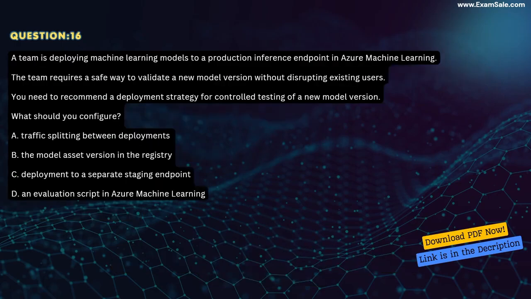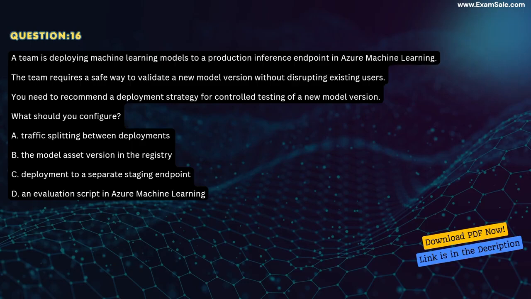Question 16. A team is deploying machine learning models to a production inference endpoint in Azure Machine Learning. The team requires a safe way to validate a new model version without disrupting existing users. You need to recommend a deployment strategy for controlled testing of a new model version. What should you configure? A. Traffic splitting between deployments.